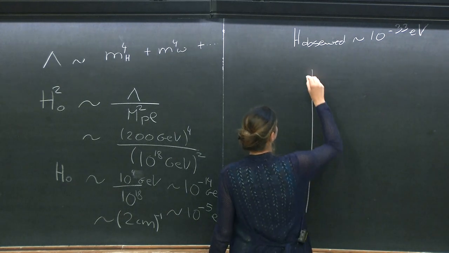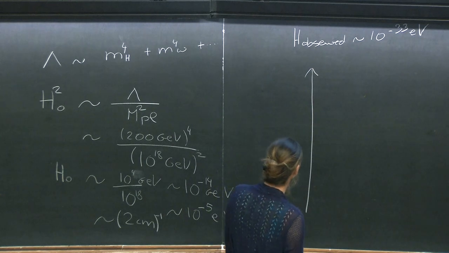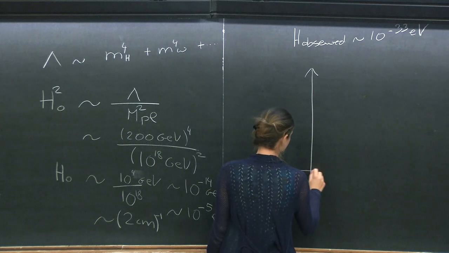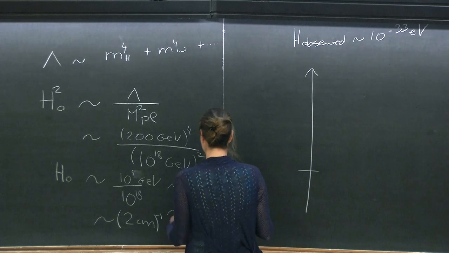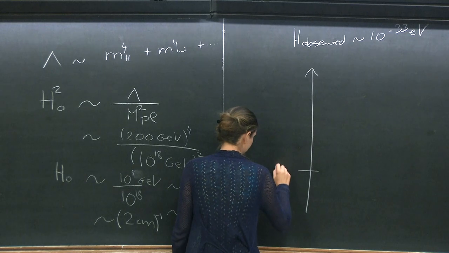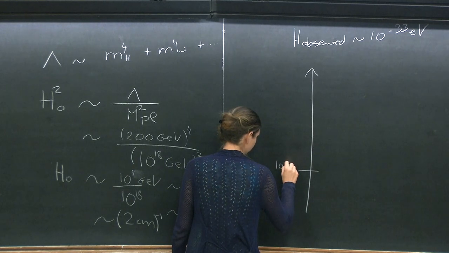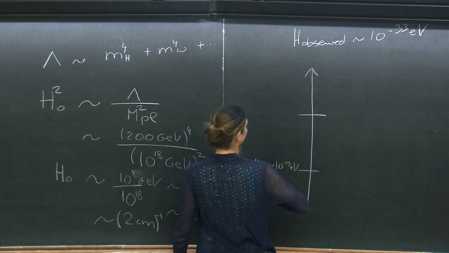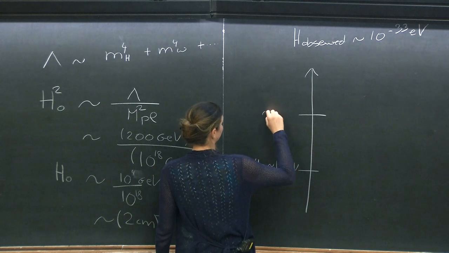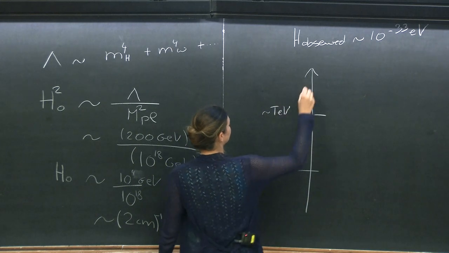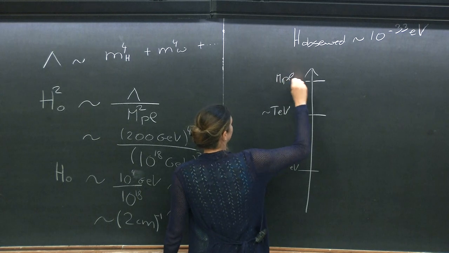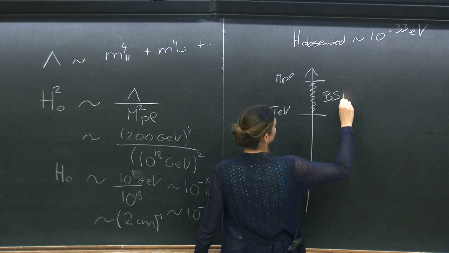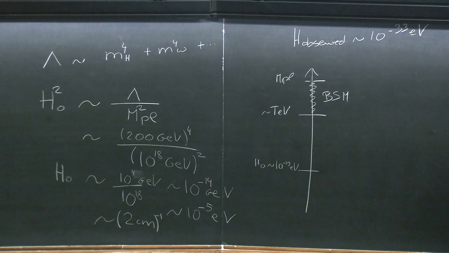So some people already have asked me yesterday about the analogy or the difference between the cosmological constant problem and the hierarchy problem. So let me say this is the scale, this is 10 to the minus 33 electron volt. This is the scale of H0. We know physics very well up to roughly TeV scale. And then there may be physics that we don't know. So this is beyond the standard model physics, all the way up to the Planck scale.